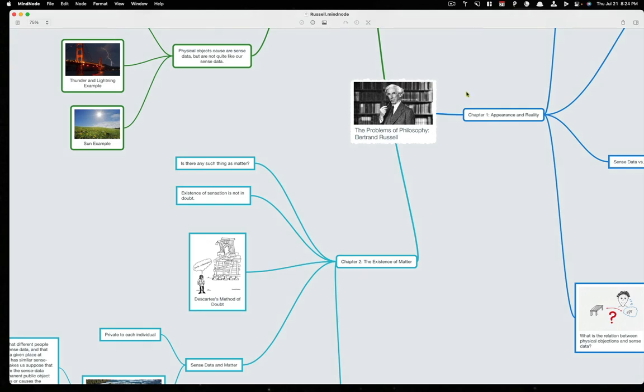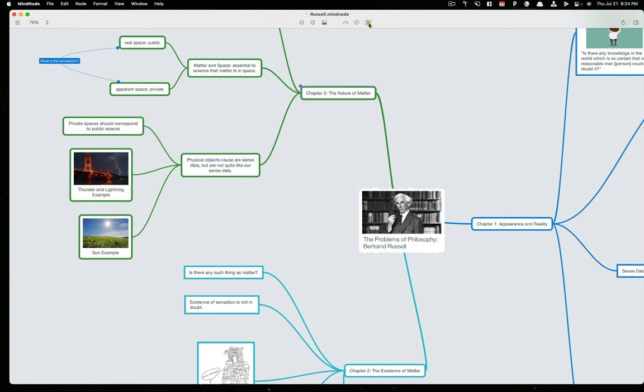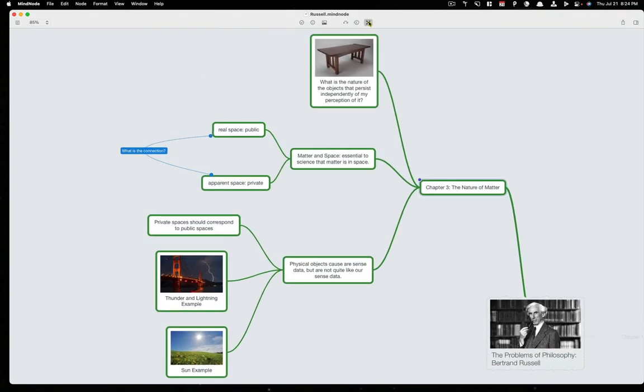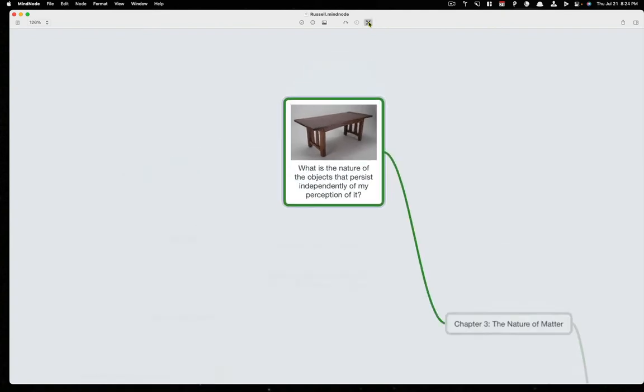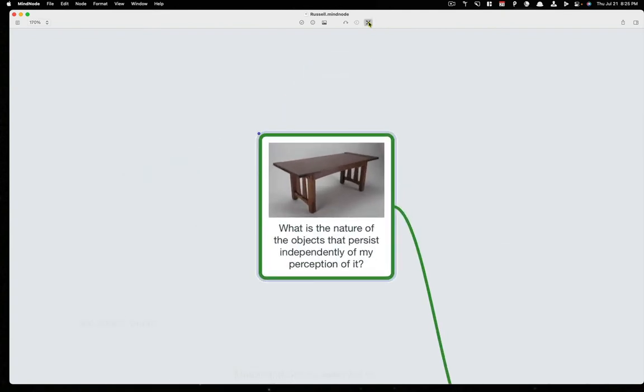Now, can we know anything about that something we're talking about? If we're looking at the nature of matter, what are the characteristics of that matter? Notice that back in chapter 1, we said appearance and reality don't always go together. So Russell asks, essentially, what is the nature of the objects that persist independently of my perception of them? Let's go back to our table example. What is it that's actually there? What's the nature of that thing? What are its characteristics? Because the appearance doesn't necessarily tell me what that is.